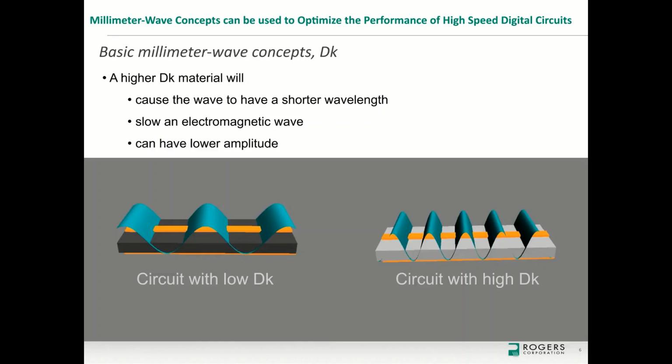a circuit using a lower dielectric constant material, is going to have a larger wavelength, longer wavelength, and also it's going to have a faster propagation speed or faster phase velocity. And then the high dielectric constant material on the right, that's going to have shorter wavelength and actually a slower propagation velocity or phase velocity.